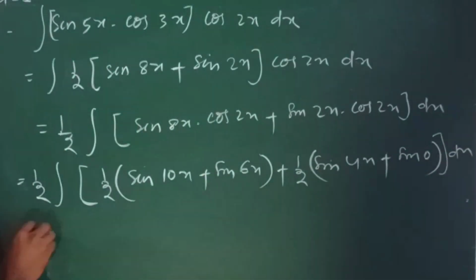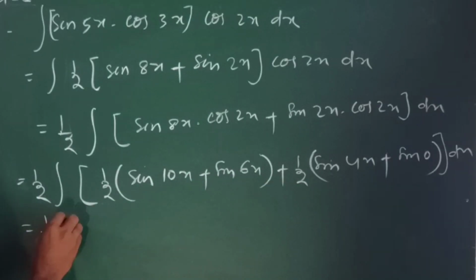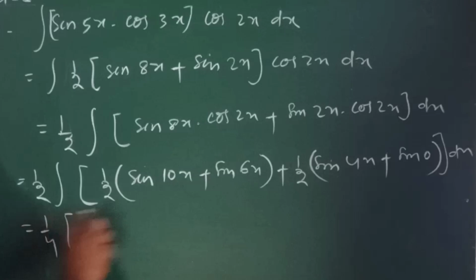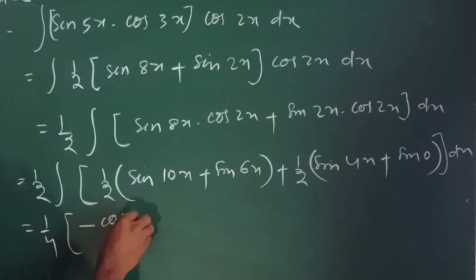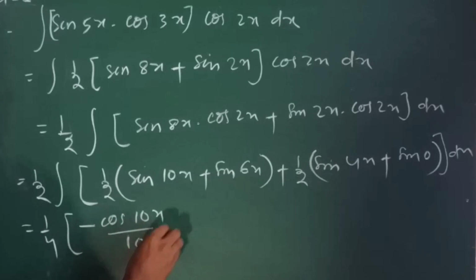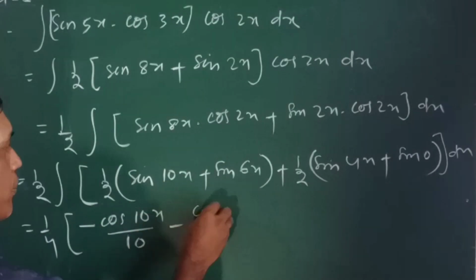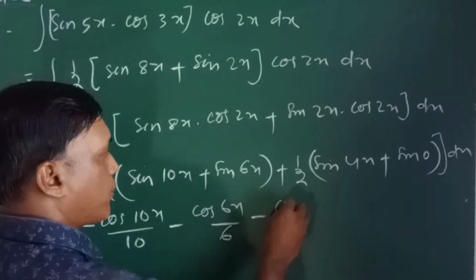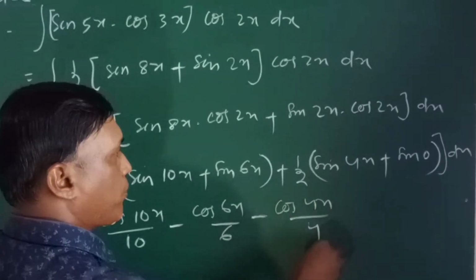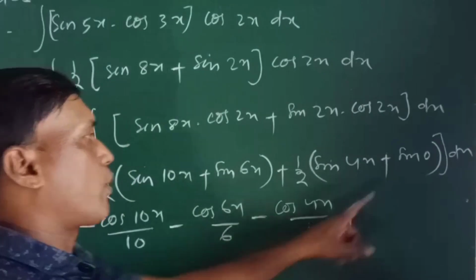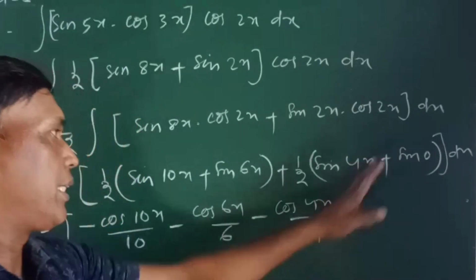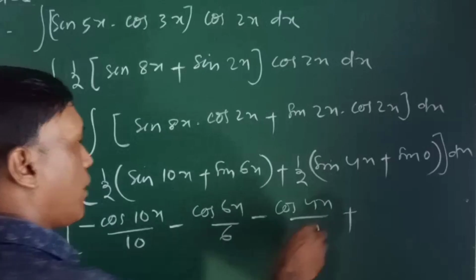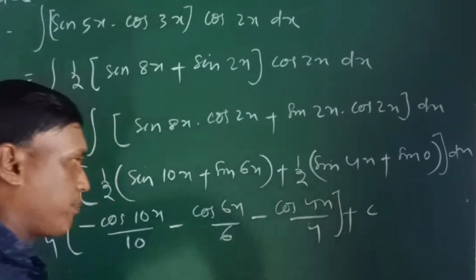If we take 1 by 2 common, here is 1 by 4, and integrating all the terms: the integration of sin 10x is minus cos 10x by 10, minus cos 6x by 6, minus cos 4x by 4, plus, and this term sin 0 is 0, whose integration is a constant, so take it as a constant.